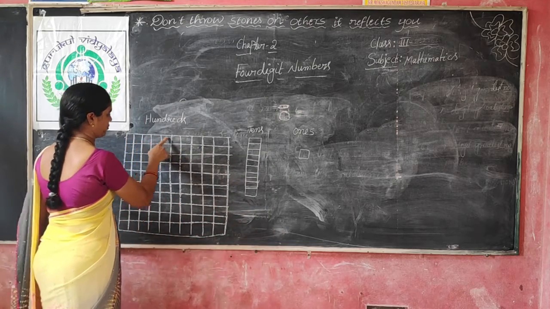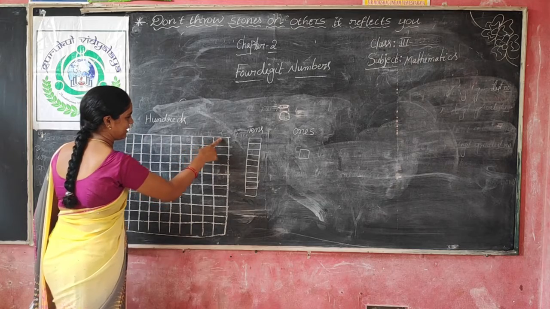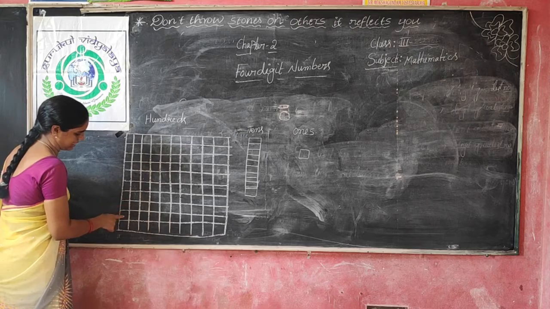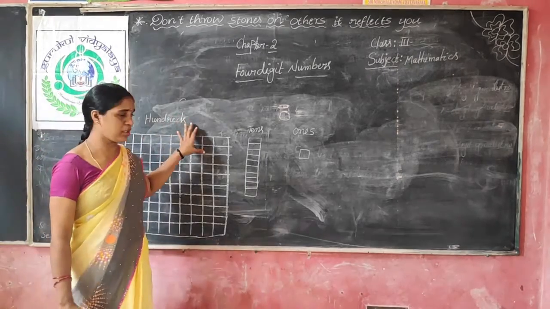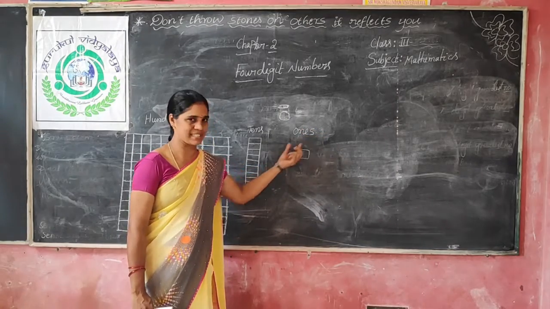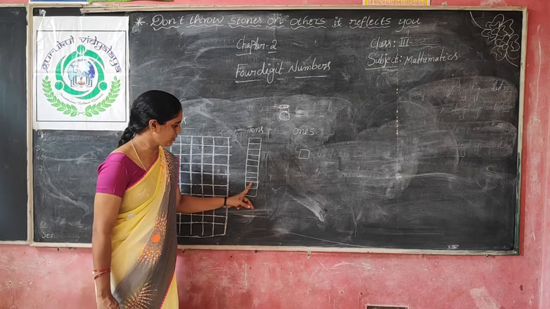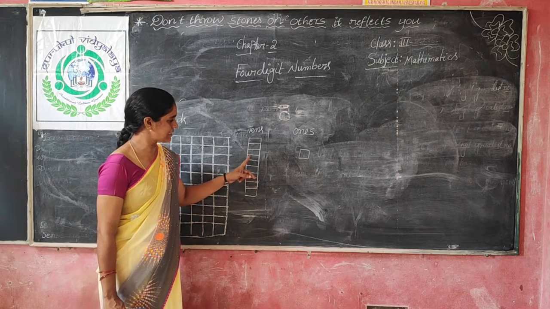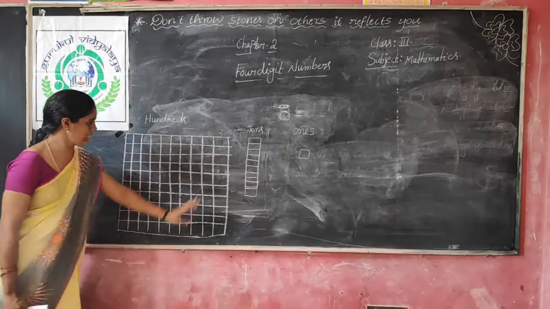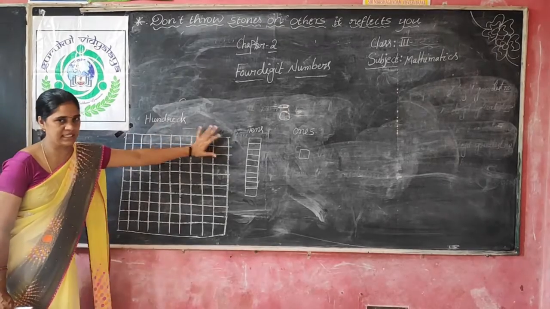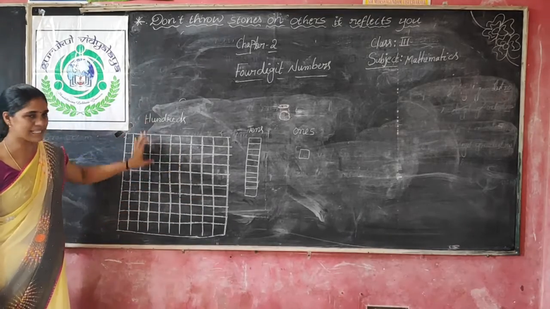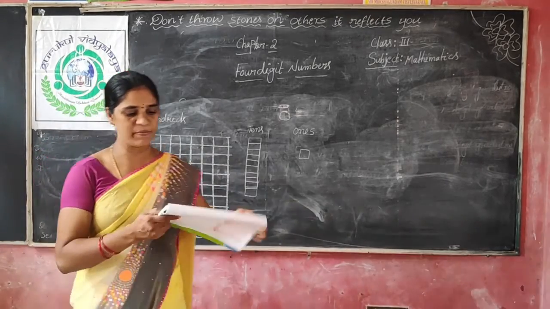1, 2, 3, 4, 5, 6, 7, 8, 9, 10. So 10 times 10 are 100. One square box indicates once. In this, 10 are there. This one indicates 10, sir. This one indicates 100, sir. Here 10 is there and here also 10. Total 100 are there. This box indicates 100. So thousands will be there here.